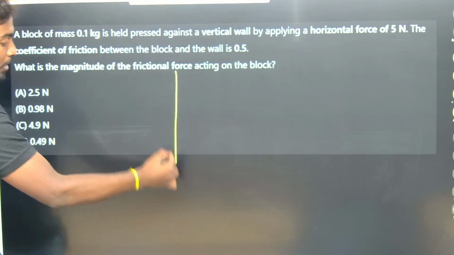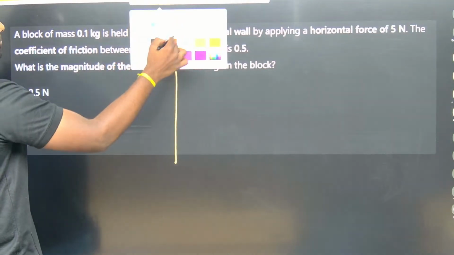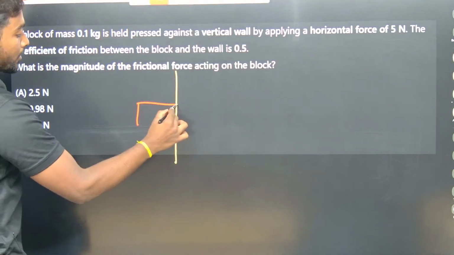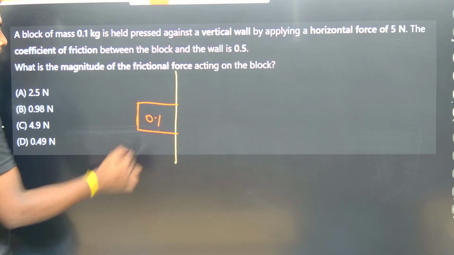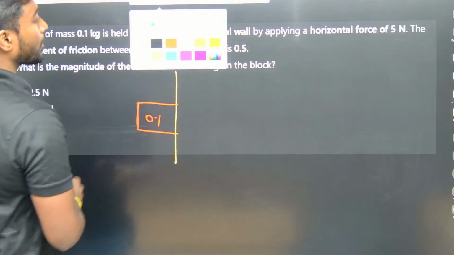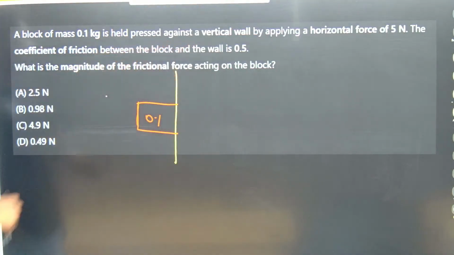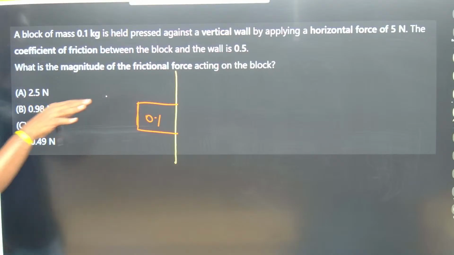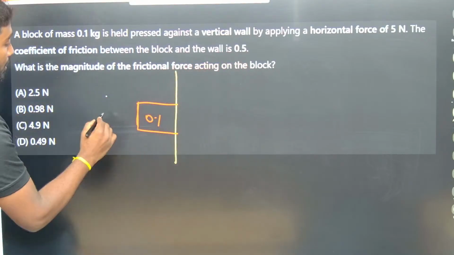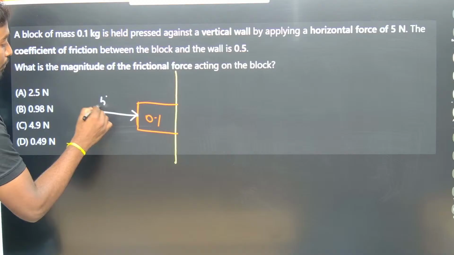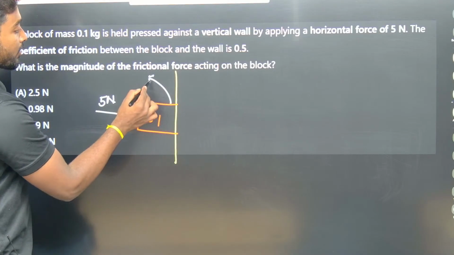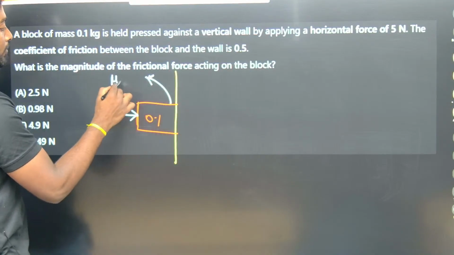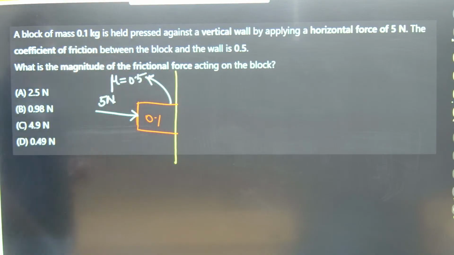So there is a vertical wall and there is a block of mass 0.1 kg. By applying a force of 5 Newton, like we have applied a force in the horizontal manner, so this is my 5 Newton force. Coefficient of friction is given, mu is equals to 0.5. What is the magnitude of frictional force acting on the block they are asking?